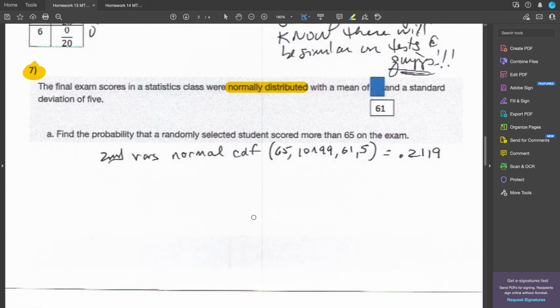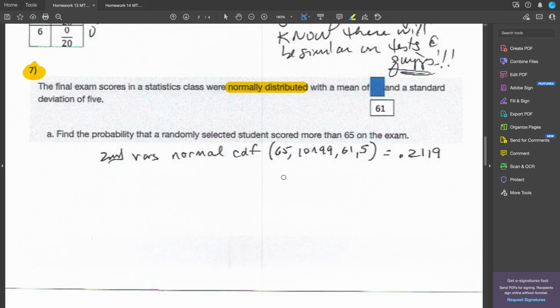So now let's go to number 7. And the key phrase here is normally distributed on number 7. Okay? I'm going a little quick because I want to make sure I cover as much as I can in this one video. The final exam scores were normally distributed. The mean is 61, standard deviation is 5. What's the probability that the student scored more than 65?